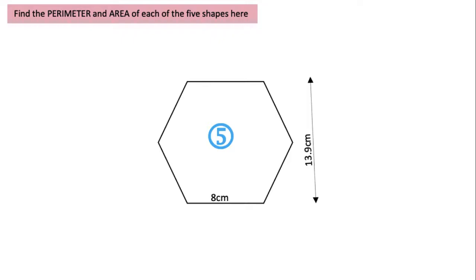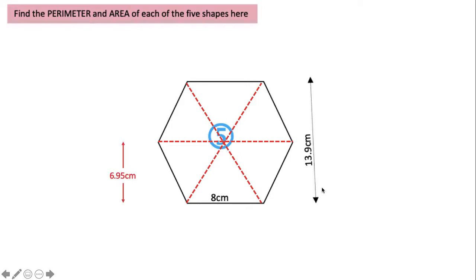Okay, the last one is a hexagon. Well, you can think about splitting this up into 6 triangles. And a hexagon will split up into 6 equilateral triangles. The base of each triangle is 8, and then the height of each triangle, well, it's going to be a half of the 13.9, it's going to be 6.95.